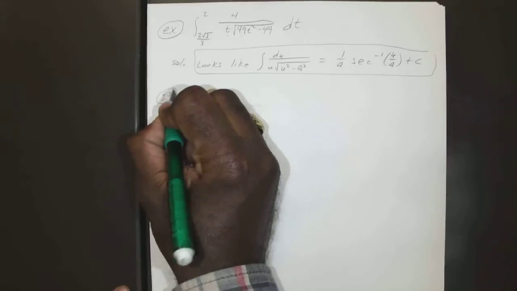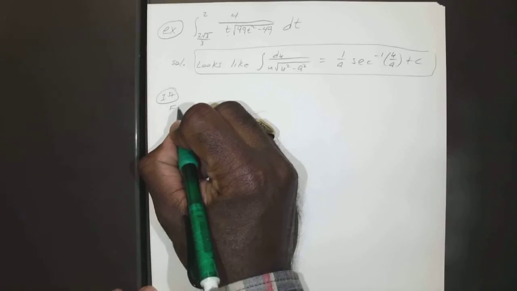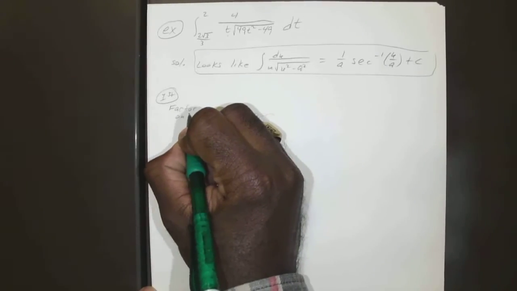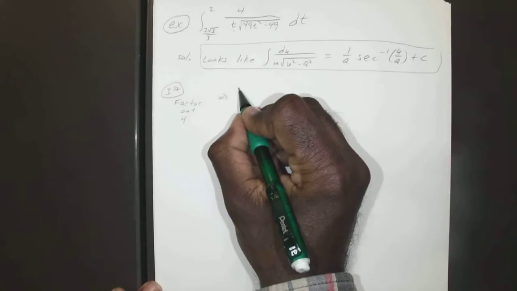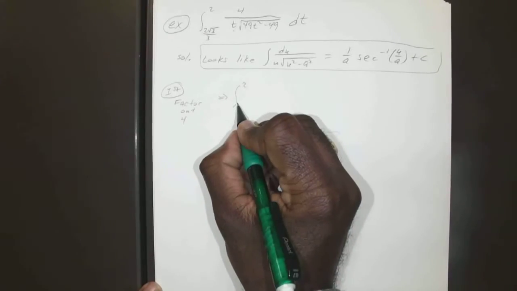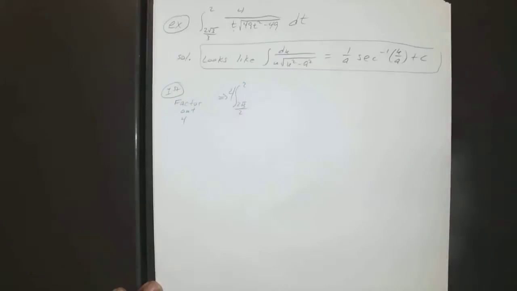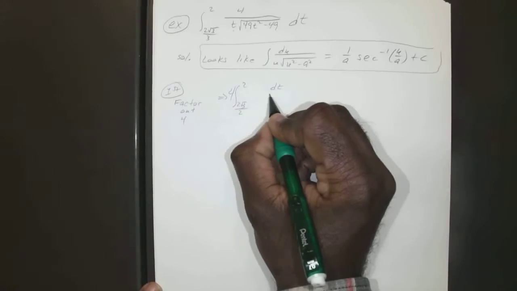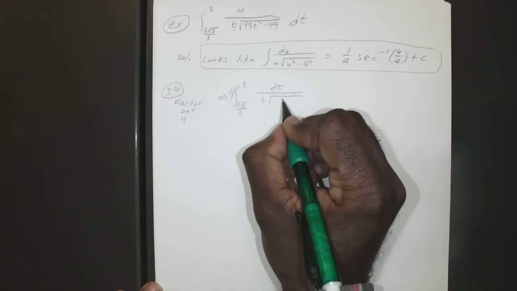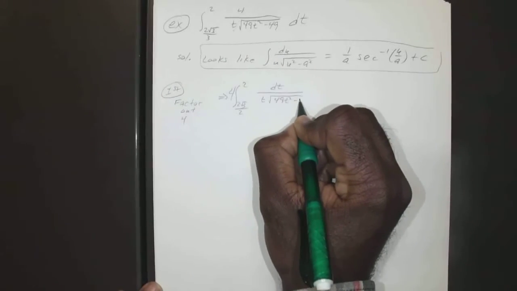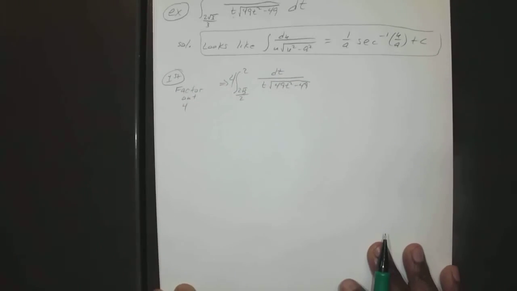Okay, so once again, first thing you want to do is just factor out that numerator and bring that dt up top. So we're going to factor out the 4. Okay, so that's the integral from 2 square root of 3 over 3 to 2. Bring that 4 out to the front, so that's dt over t times square root of 49t squared minus 49.